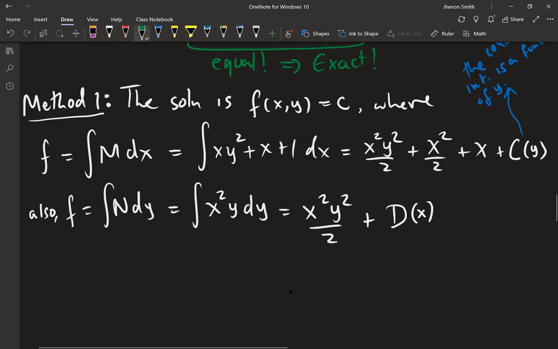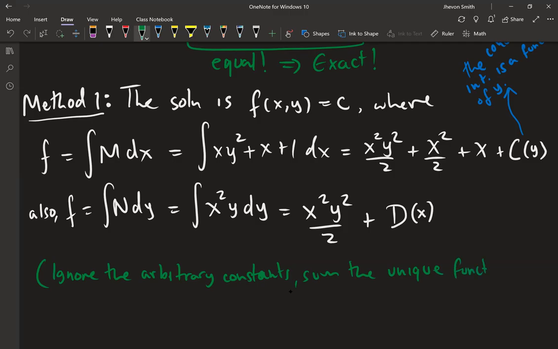So now here's how we put together the solution. So here, what I'm going to say is, ignore the arbitrary constants and sum the unique functions that appear. This is your f. Now, technically, your f, this is going to be your f of x, y plus c. But the plus c, we're going to move to the right side of the equation anyway.